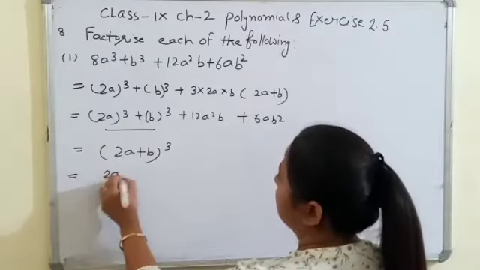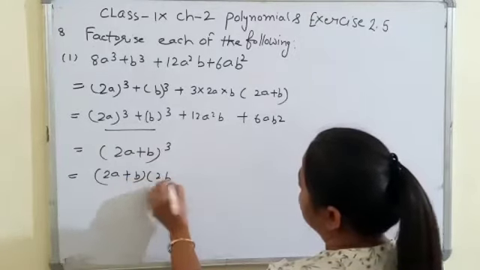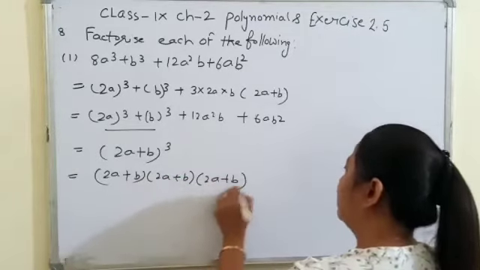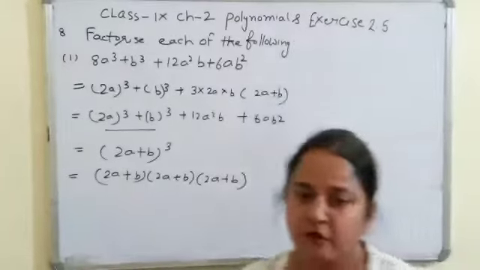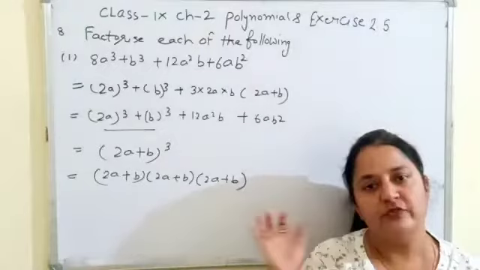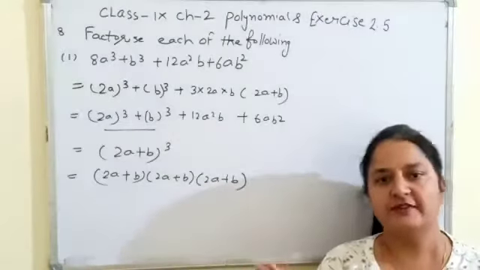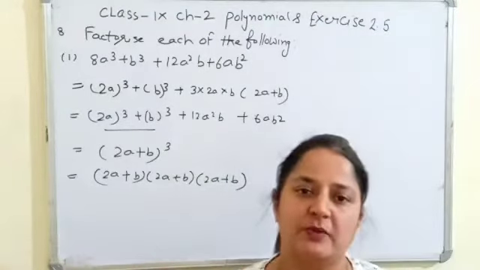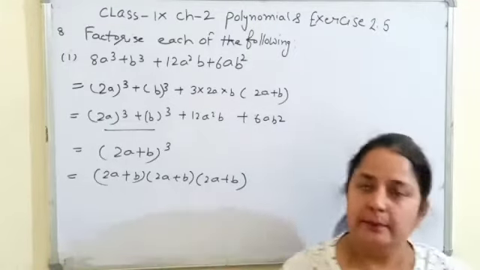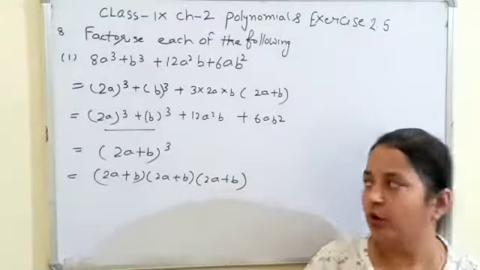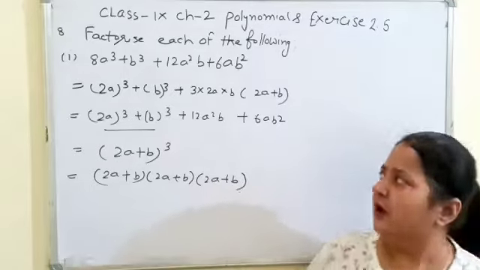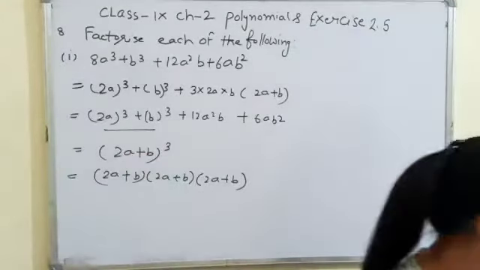So what are the factors? These are 2a plus b, 2a plus b. We have to write it 3 times because it is 2a plus b whole cube. From the first two terms we can easily identify which identity we can use for the factorization. In square, obviously we will use a plus b whole square or a minus b whole square. And when the terms are in the form of cubes, then we will apply a plus b whole cube or a minus b whole cube. In further questions we will apply a cube plus b cube and a cube minus b cube. Let's see this question.